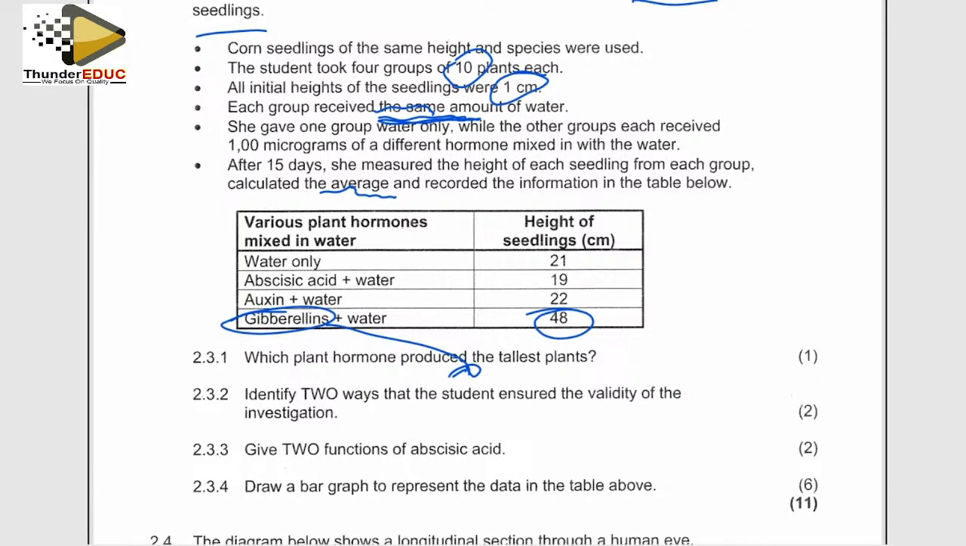Name 2 ways in which students ensured validity of the investigation. It's the same thing we are talking about. There are a lot, but you can look at it: each group received the same amount of water, the initial height of all of them was 1 centimeter, and they took 4 groups but each group has the same number of plants. All those are validity.